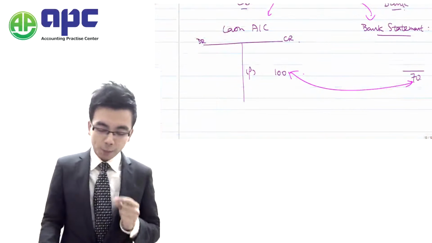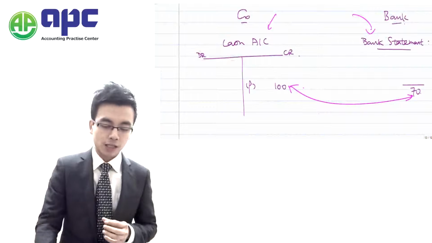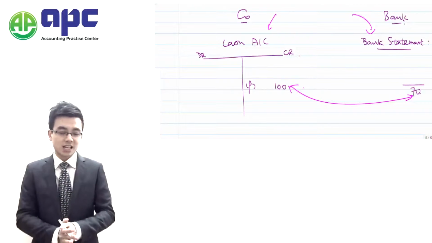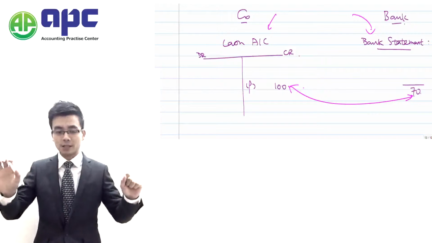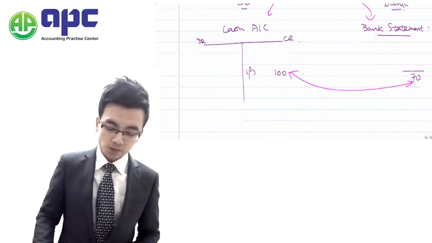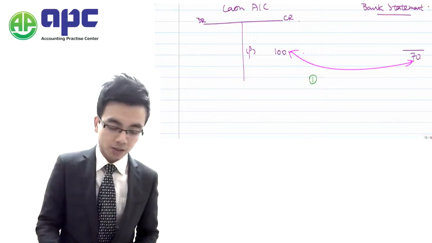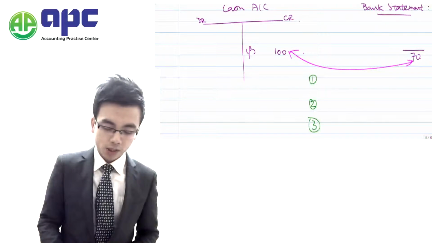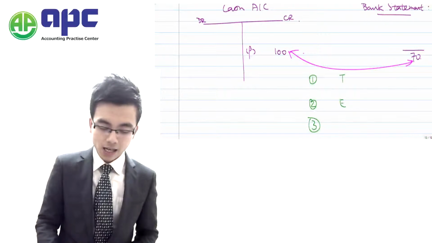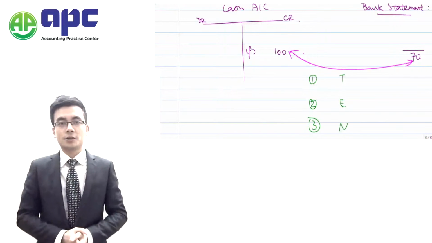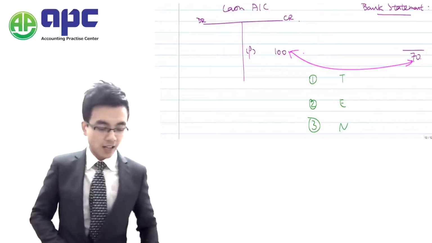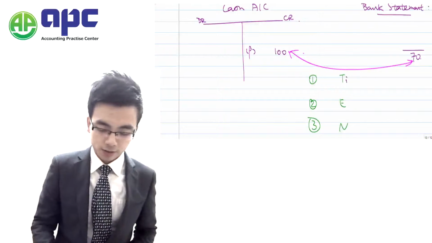So before we dip into how to prepare for that, the first thing we need to understand is why there's a difference between 100 and 70. From my perspective, there will be three particular reasons behind it, and we can call it the TEN. The first T stands for the timing difference.